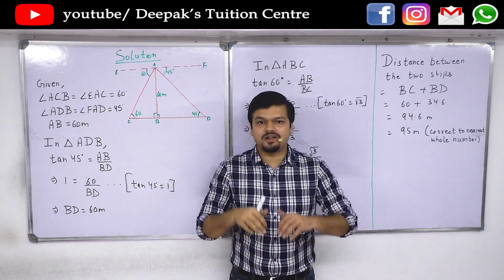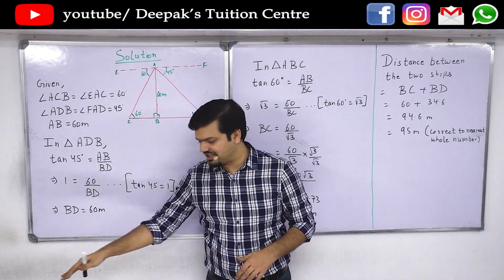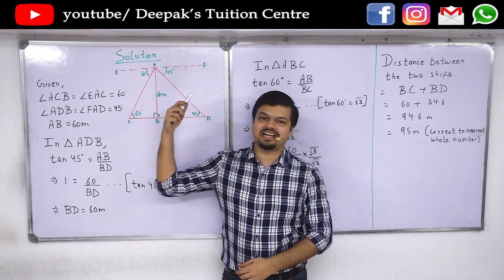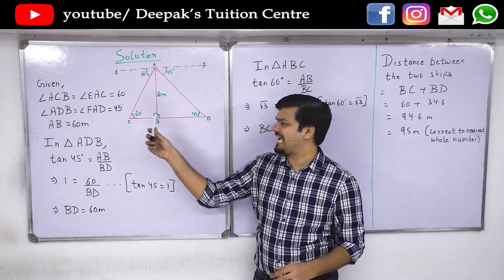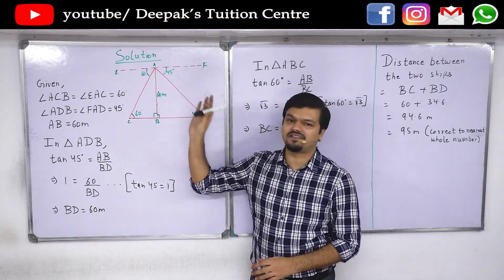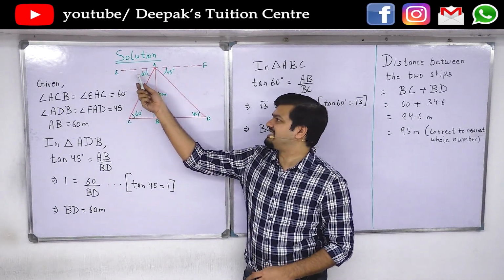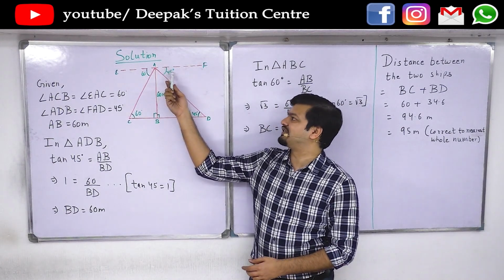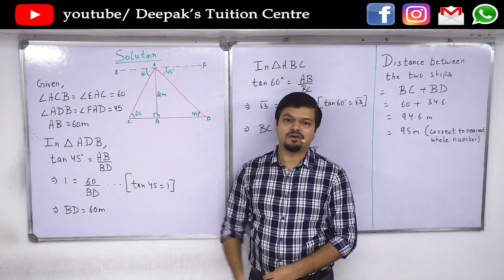If I stand on the lighthouse and look down on the ships, two angles of depression are formed for both the ships. One is 60 degree and one is 45 degree. You can take any angle as 60 degree and any as 45 degree, no problem. If this is 60 degree, then logically this is also 60 degree, alternate interior angles, and if this is 45 degree, then this is also 45 degree.